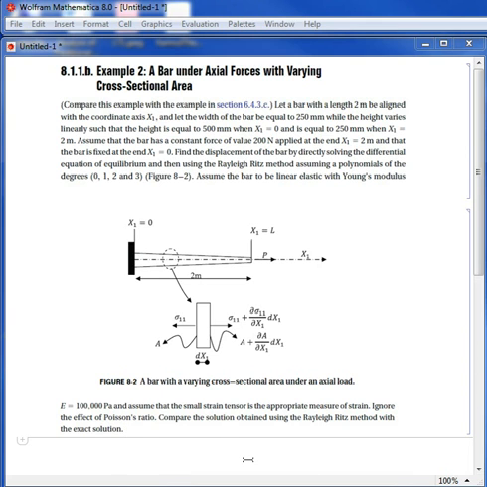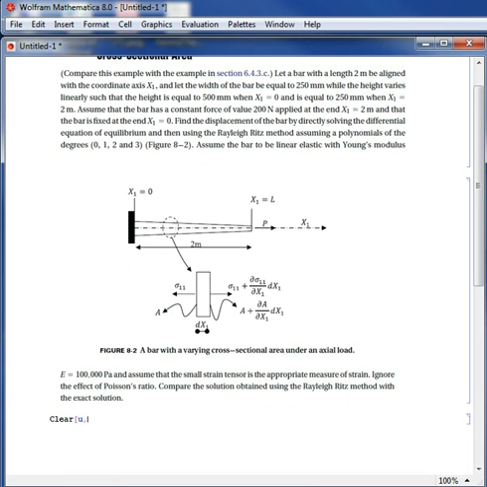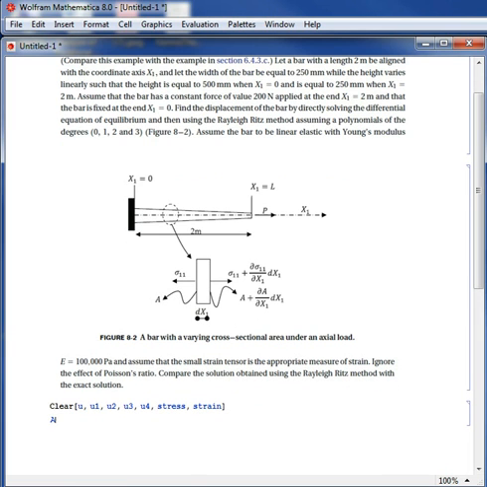So first, to find the exact solution, we need to solve the differential equation of equilibrium. First, I'm going to clear everything: U1, U2, U3, U4, stress, strain. These are the variables that I'm going to use. The area is equal to 0.25, so I'm not going to use decimals so that Mathematica gives me exact numbers. So that's the width multiplied by the height.